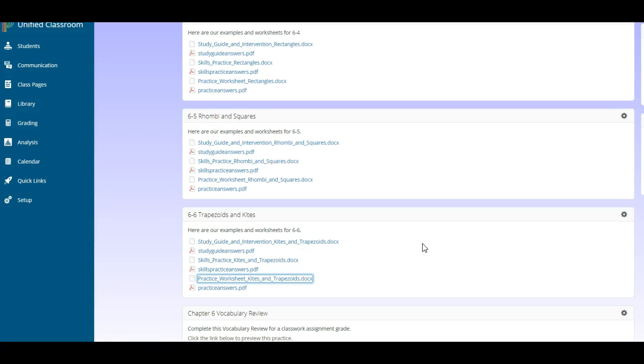So I hope this is helpful for parents, administrators, anybody looking to see how the workflow goes in our Geometry B classes.